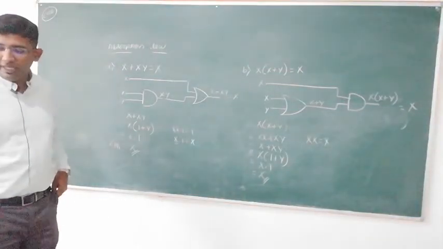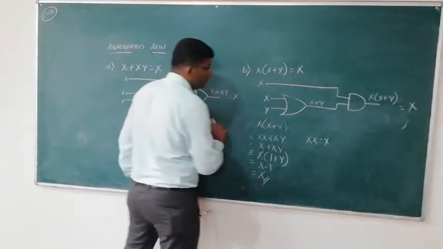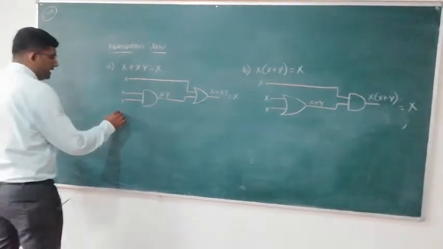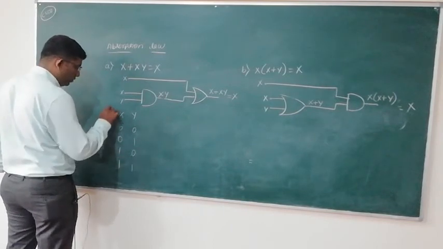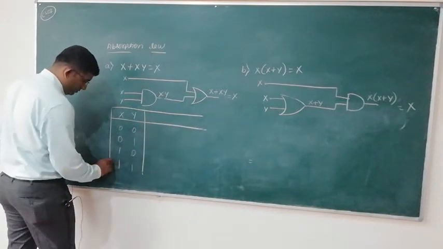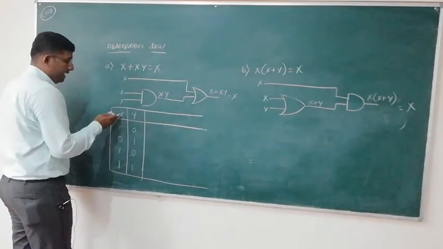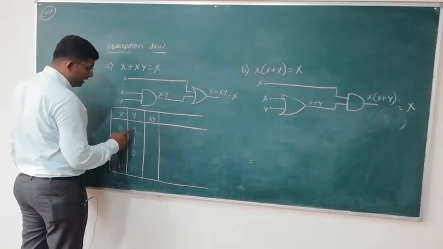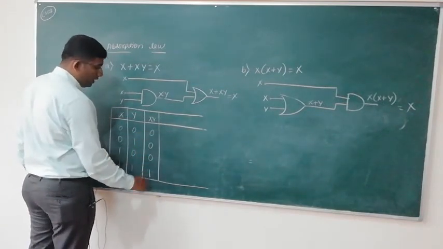Now we have to prove it with the help of a truth table. We are having only two inputs, that is x and y: 0 0, 0 1, 1 0, 1 1. Total 4 combinations can be made with the help of two variables. Now first we need to consider x, we are already having it, we have to find out xy, that is you have to multiply these two columns: 0 into 0, 0, 0 into 1, 0, 1 into 0, 0, 1 into 1, 1.